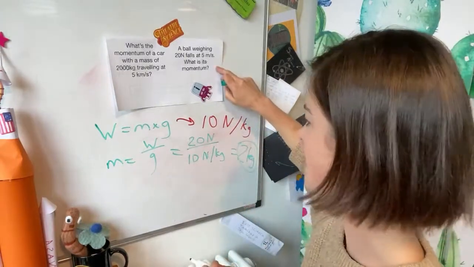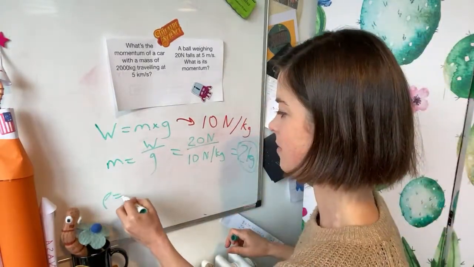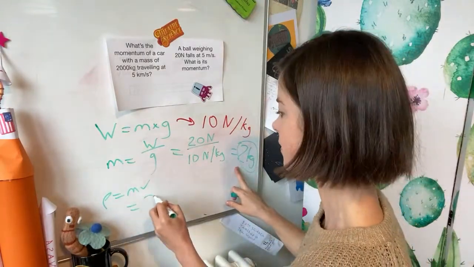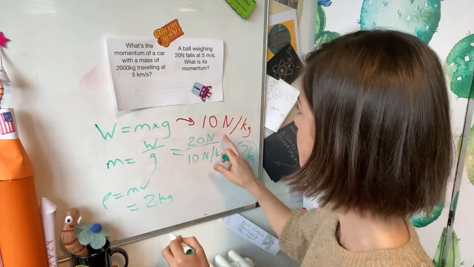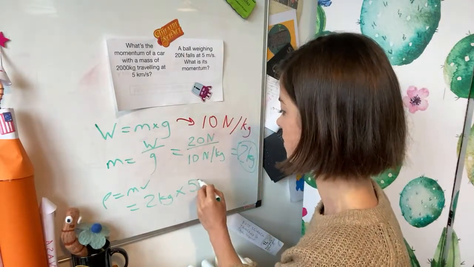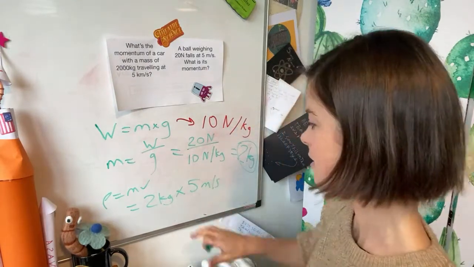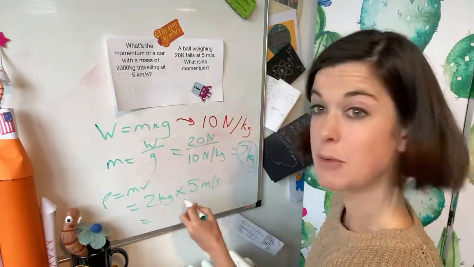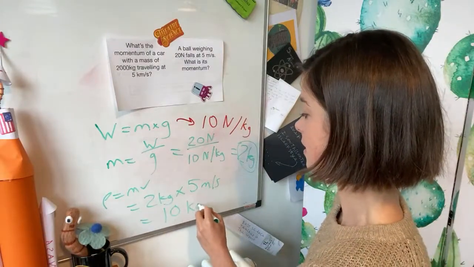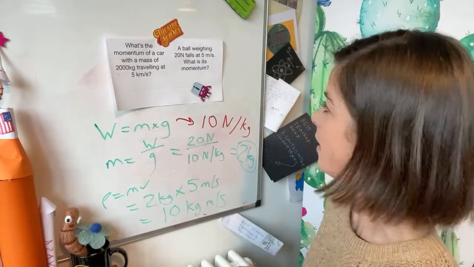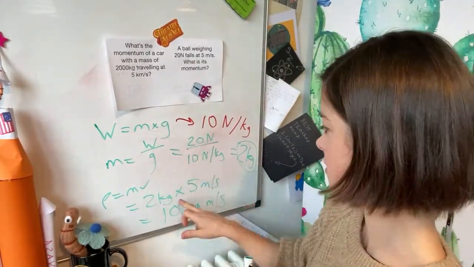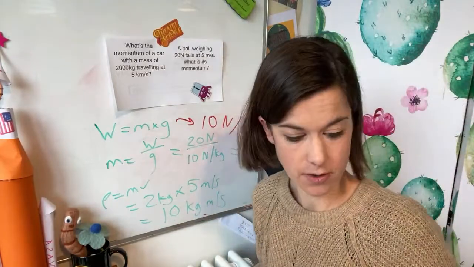So now we need the momentum. But that's quite easy, isn't it? Little p equals mass times velocity. We've got our mass now, it's 2 kilograms, and we've got our velocity, it's 5 meters per second. So the answer is, and I can see that my units are right because I'm multiplying kilograms by meters per second, 10 kilogram meters per second. Is that right? 2 times 5 is 10. Yeah, great. Well done if you got all that.